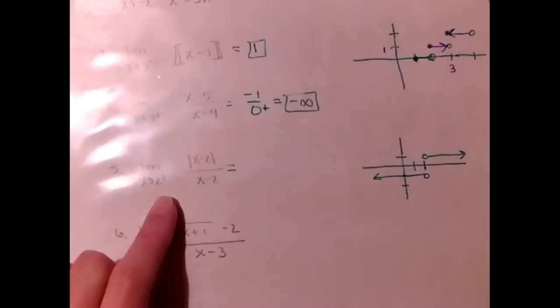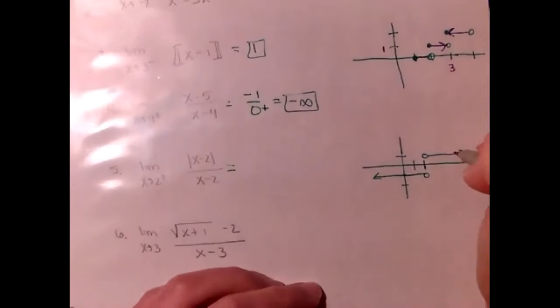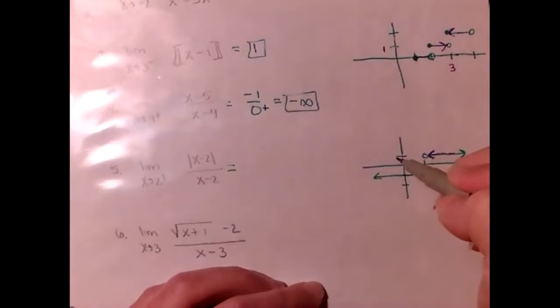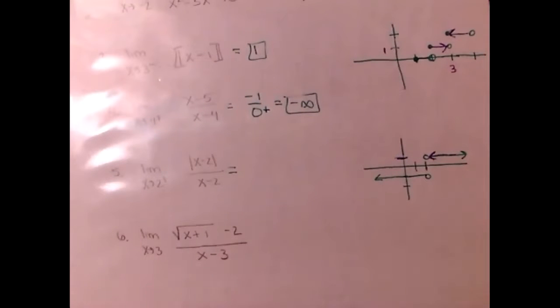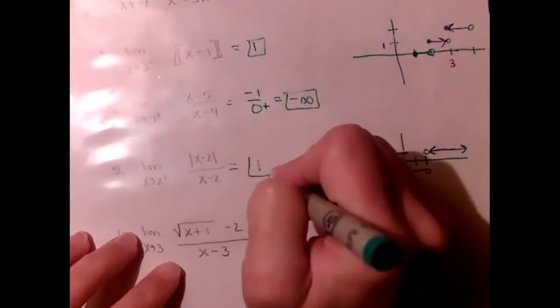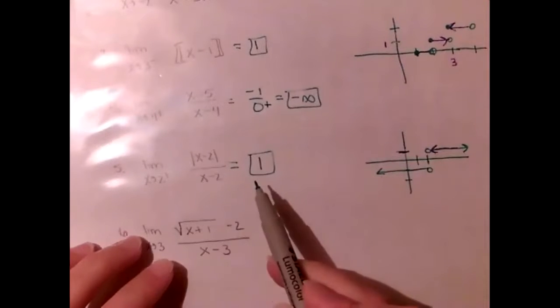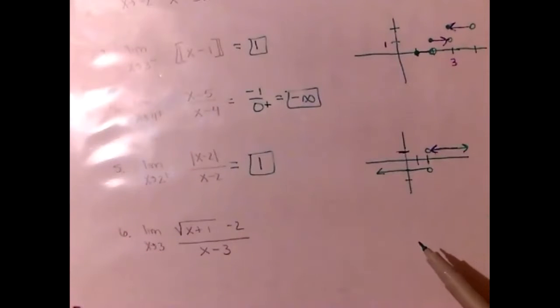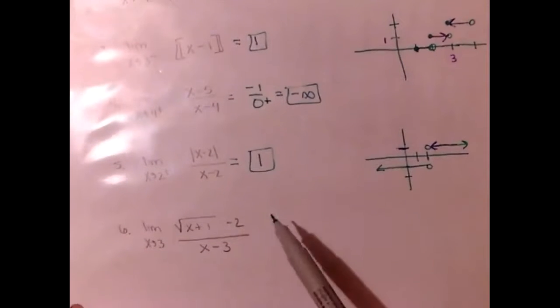So we are approaching 2 from the right. That means we're getting closer and closer to 2 from this side. And I know there's a hole, but it doesn't matter. As we get closer and closer here, we are on the y value of 1. So that answer was either going to be 1 or -1, no matter what.